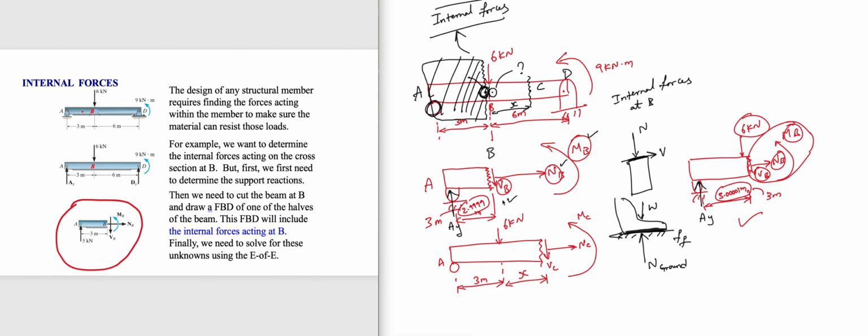So in a 2D problem, how many unknowns can you solve? You can solve for 3. Because if you remember, you have 3 equations: sigma Fx equal to 0, sigma Fy equal to 0, and moments with respect to some point equal to 0. So you have 3 equations, and using these 3 equations you can solve for 3 unknowns. So the 3 unknowns are VB, NB, and MB.